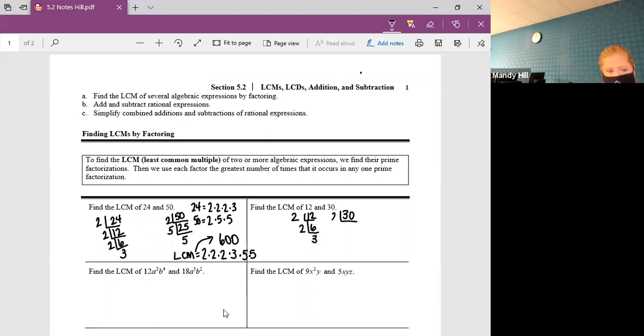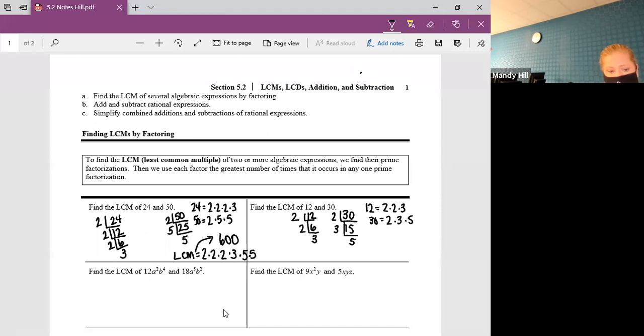I'm going to come over to 30. 2 will go into 30 15 times. 2 will not go into 15, but I know 15 is not prime, so I've got to keep going. 3 will go 5 times. 5 is prime, so I can stop. So what we have is that 12 is equal to 2 times 2 times 3, and 30 is equal to 2 times 3 times 5.